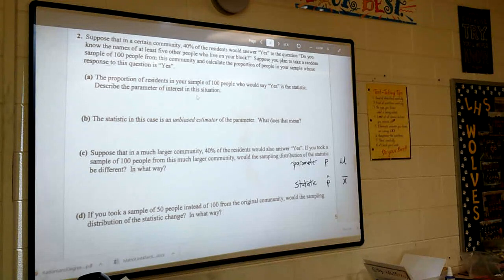C, if you took a sample of 100 people, would the sampling distribution be different? In what way? If you took a sample of 100, how would that change the sampling distribution? We talked about what it would do. It's not going to change the mean, but what would it do to how spread out it is? And what if you only took a sample of 50 instead of 100? How would that change how far spread out the sampling distribution is?